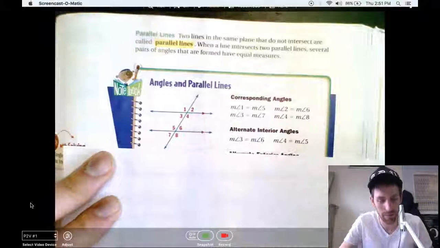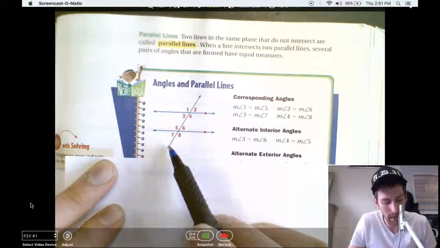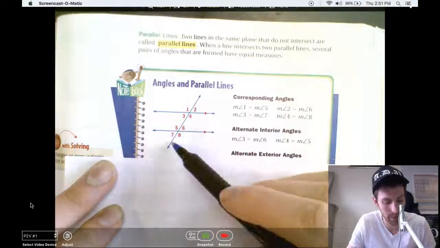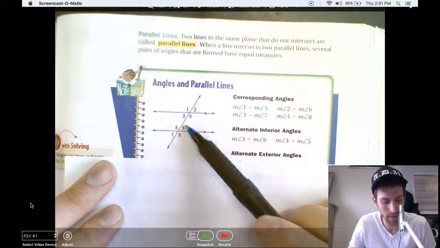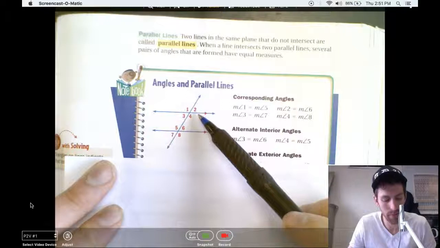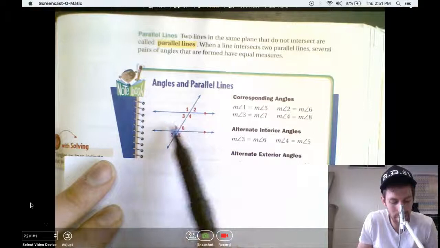Alternate interior. Alternate means that as we travel up this line, there's a special word for it, it's called the transversal, because it's transversing the parallel lines. As you look at this line here, alternate means alternate sides of that line. And interior means inside the parallel lines. So 5, 6, 3, and 4 are all interior angles because they're inside the parallel lines.